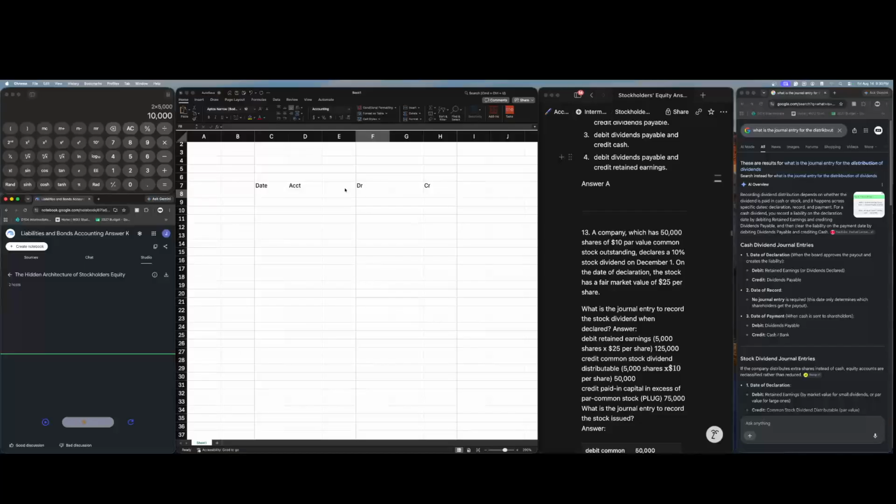So 10% of 50,000 means 5,000 shares would be distributed to the stockholders based off of how many shares each stockholder owns. But because it's a small dividend distribution, instead of using the par value, we use the fair market value. So the worth of the dividend is $125,000.